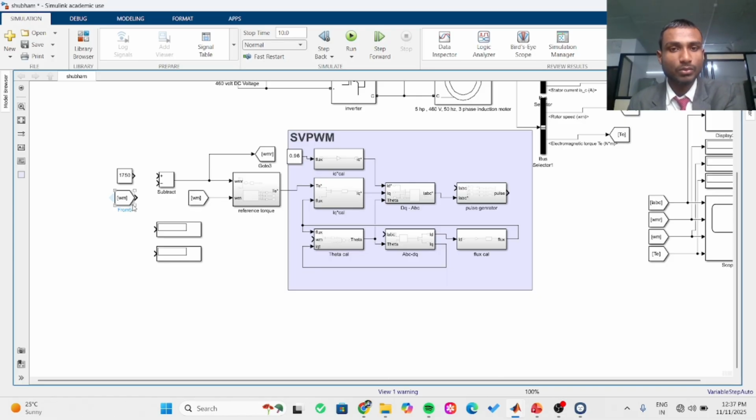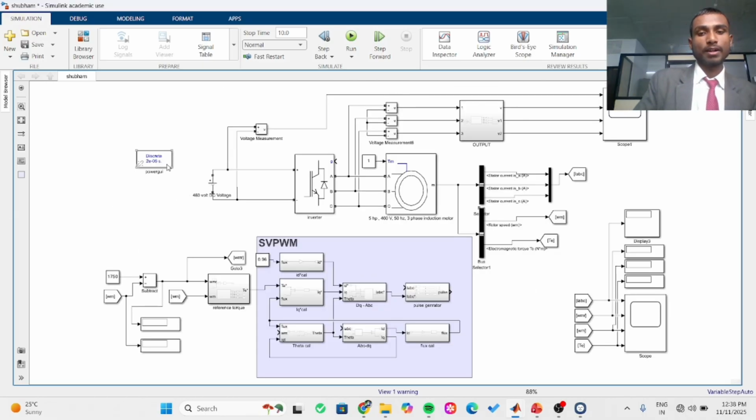Okay, so all are completed. There remains only this voltage measurement to this positive terminal, this to the negative terminal for the subtractor. And again, from this, we have to join the scope to the subtractor again for the WM. So here we have done all our connections, and this is the powergui.